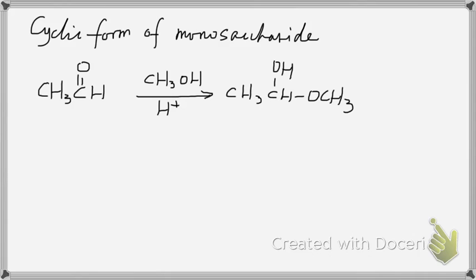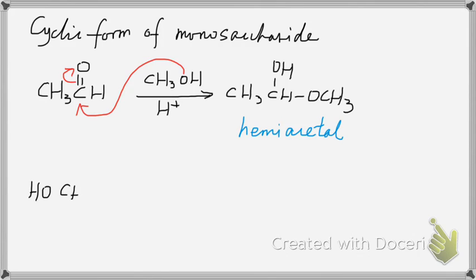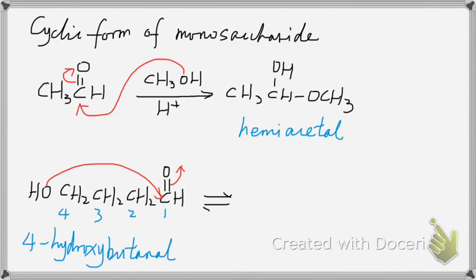Alcohol is the nucleophile. It will add to the carbonyl carbon to form this hemiacetal, right? It's a nucleophilic addition of alcohol to the carbonyl carbon. The cyclic form for monosaccharides are actually hemiacetal. So let's first take a look at the reaction between the OH group and the carbonyl within the same molecule.